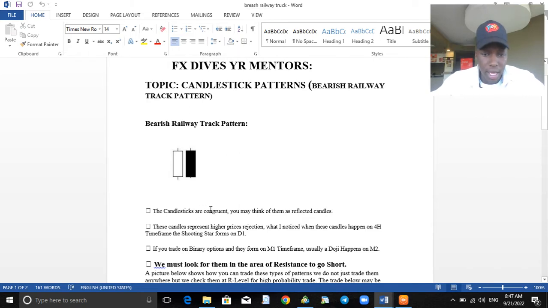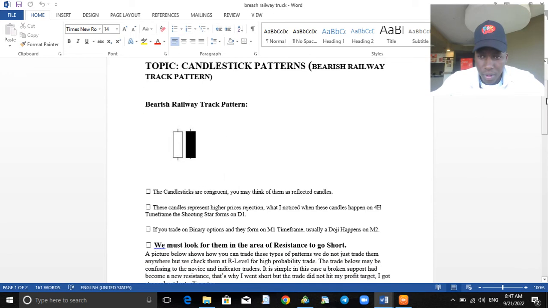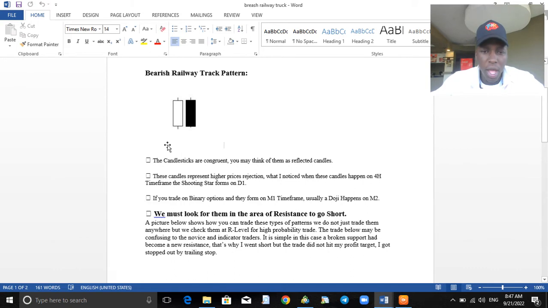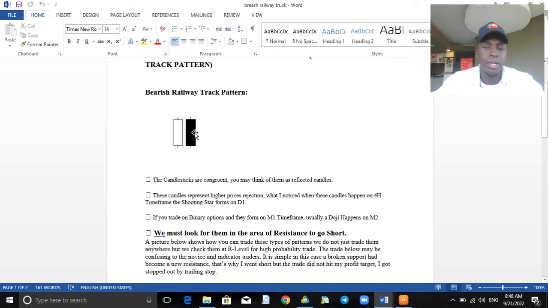The candlesticks are configured, you may think of them as reflected candles. Why are they called reflected candles? Because they look the same, but they just differ in color. These candles represent higher prices rejection.